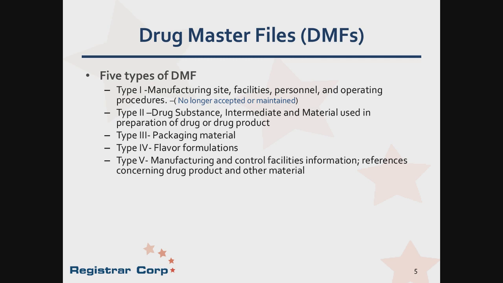As specified in the regulations, DMF holders wishing to submit a Type 5 DMF must obtain clearance from the FDA. FDA will accept information regarding manufacturing sites, facilities, operating procedures, and personnel for sterile manufacturing plants. This can be filed as a Type 5 DMF without clearance.